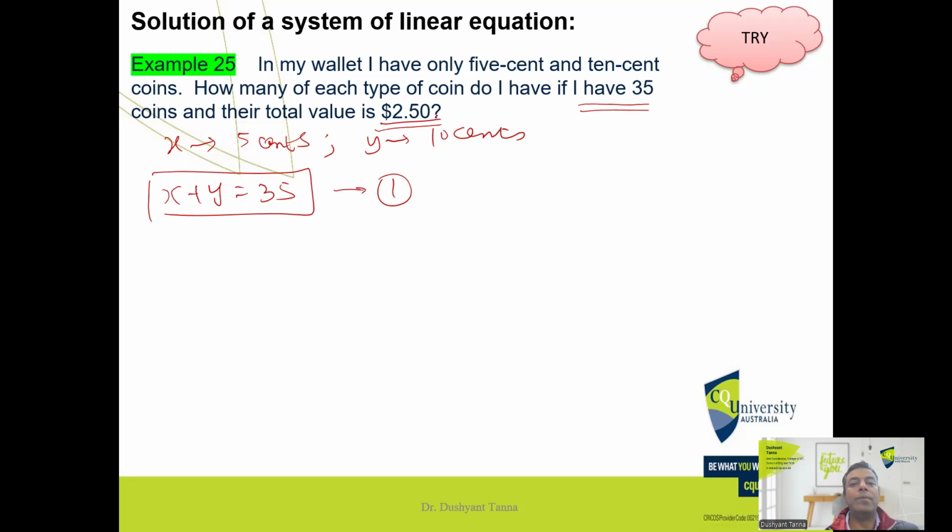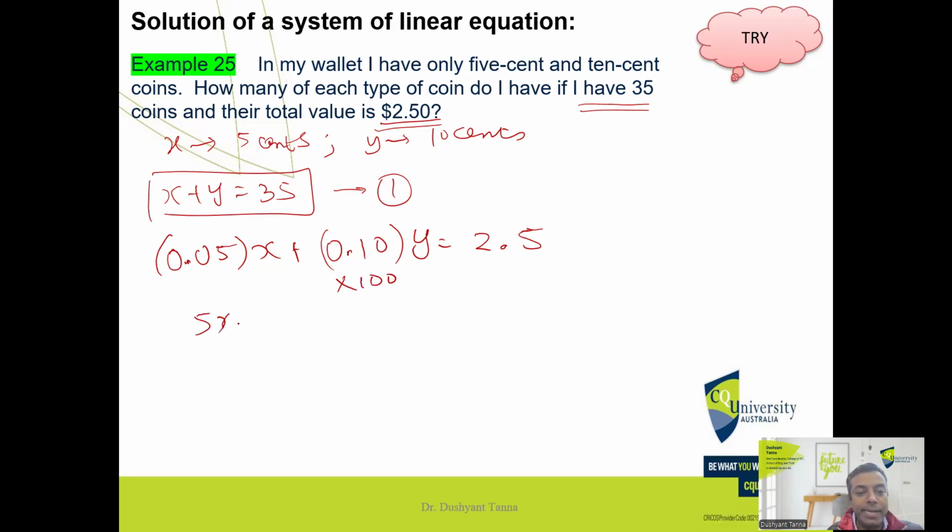Now, this is about value, right? How much value does a 5 cents coin have? 0.05, right? If there is only one coin, then it's 0.05. If there are 10 coins, 0.05 times 10. We don't know how many there are. That's what we are trying to find out. But we know there are X. So 0.05 times X. Similarly, 0.10, that's 10 cents, times Y is the value, which is 2.5. The easy thing is, you could have multiplied by 10, but since we got 0.05, we multiply by 100. Okay, so 5X plus 10Y is equal to 250.